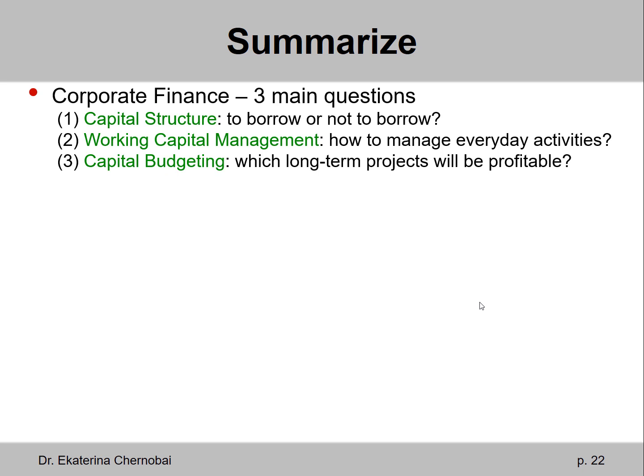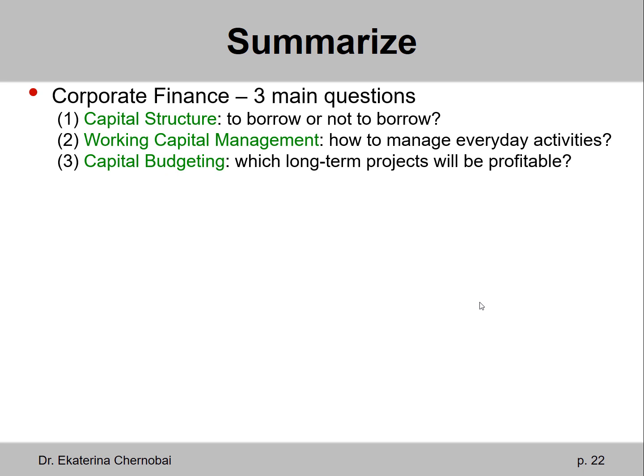Question 2, working capital management. This has to do with planning money to be invested for short-term activities of a firm. Managing everyday activities, things like how much cash should be set aside to cover any unforeseen expenses, how much to sell on credit, paying money to suppliers, should it be paid on credit or paid in cash.